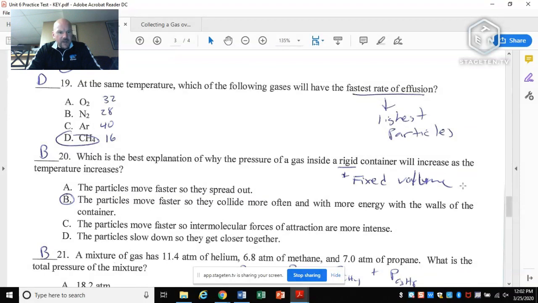The particles move faster, so they collide more often and with more energy with the walls of the container. Okay.